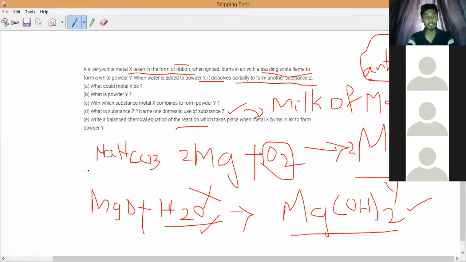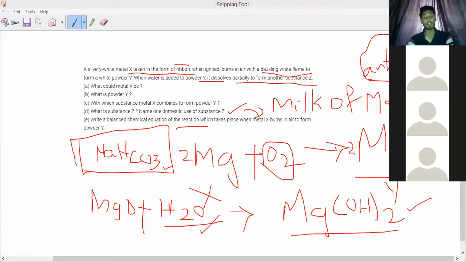So in class 10th, we have majorly these two antacids. One is milk of magnesia, another one is NaHCO3. What is the name of this compound? I said sodium bicarbonate. Also we call it sodium hydrogen carbonate. All of you note it down. That is also most important. Keep note and write.